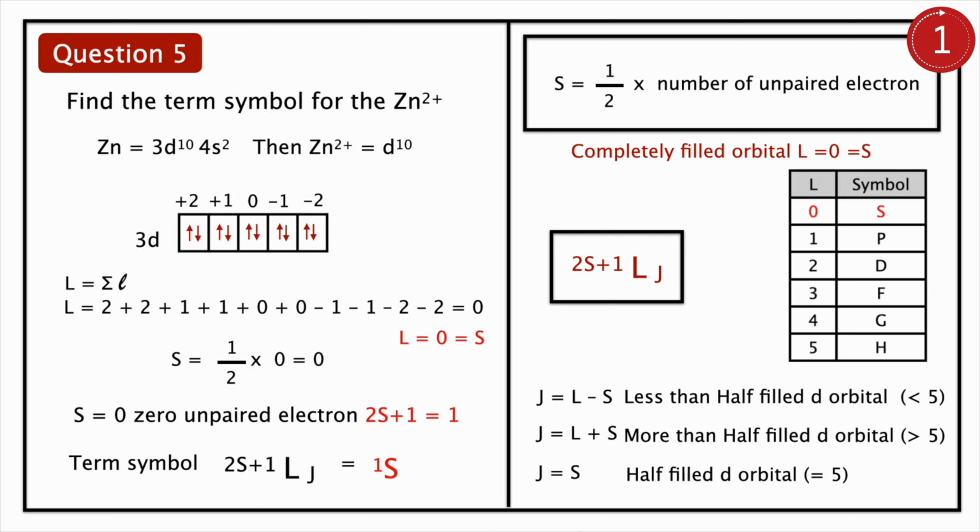Term symbol contains S. There is no unpaired electron, so S is also 0. 2S plus 1 means 2 times 0 plus 1, which is 1. So the term symbol will be simply 1S. So the concept you have to learn here is a completely filled orbital always has L value of 0. Symbol is S.